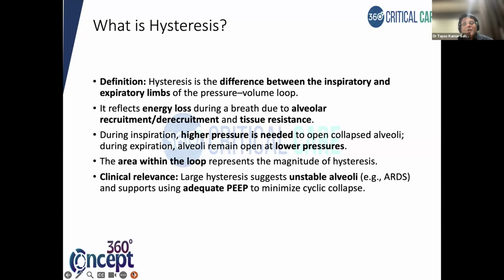Now the clinical relevance, because we need to always correlate with the clinical picture. So large hysteresis suggests unstable alveoli. Like if you are getting, in the last picture, it is actually large hysteresis. The inspiratory part is actually distended. So that is unstable alveoli, ARDS, and that supports using adequate PEEP to minimize the cyclic collapse.